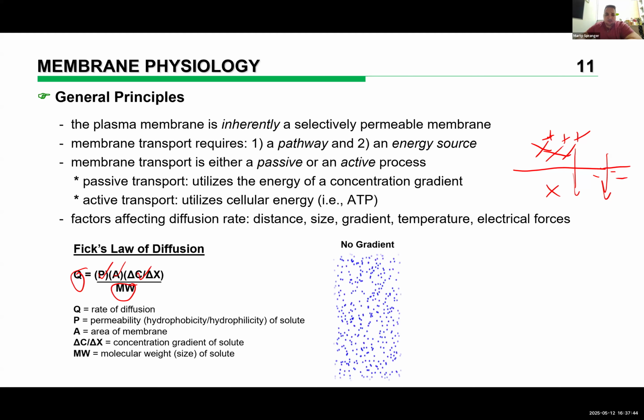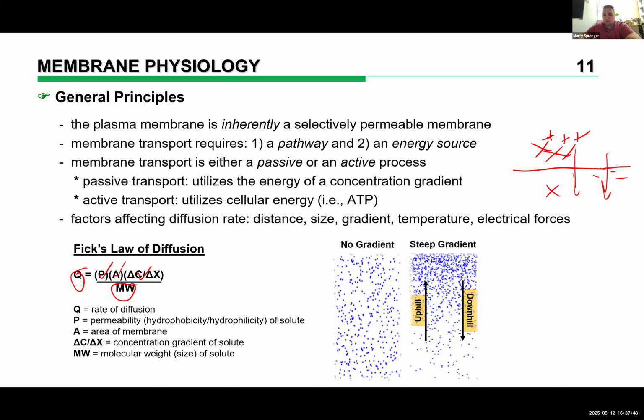So this is a situation where you don't have a gradient of solute, and now you have a very steep gradient. And we say that these molecules or solutes can move downhill, and that would be just passively. And if they were to move uphill, that would be actively. So you need ATP to drive them uphill.